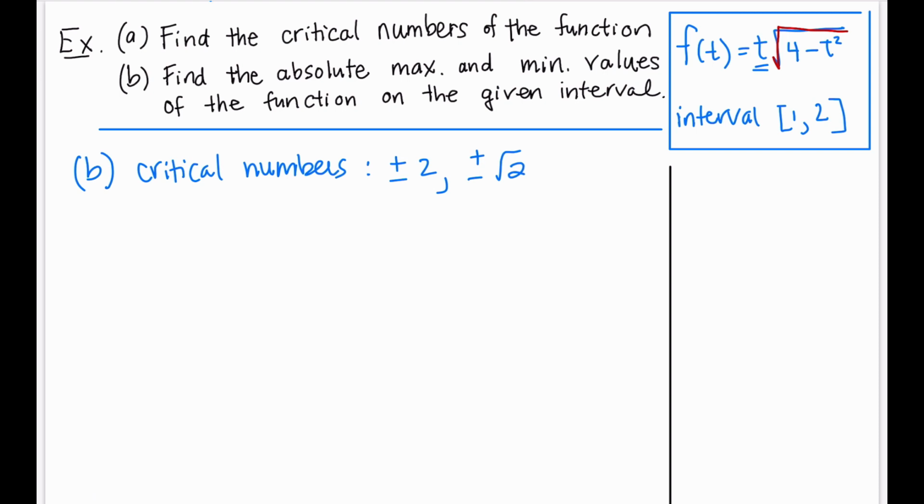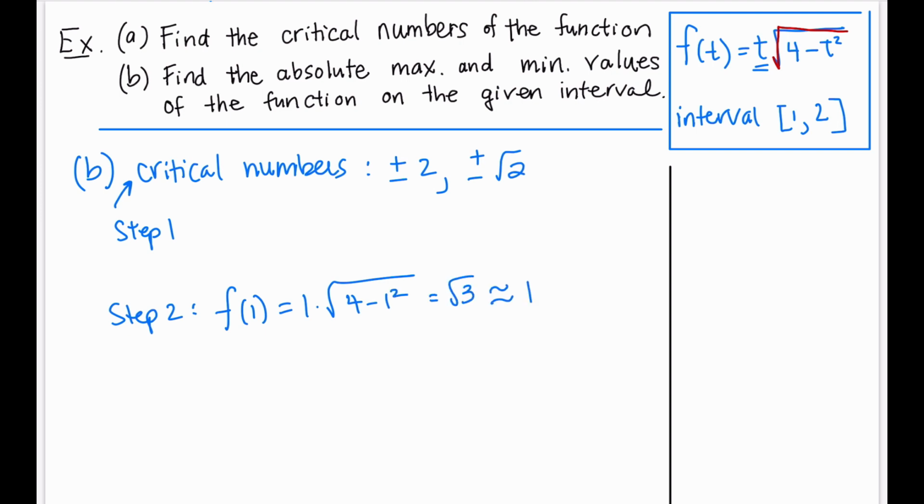So really this was our step 1 for the closed interval method. Step 2, we are going to evaluate the function, let's start with the endpoints. So f of 1 would be 1 times the square root of 4 minus 1 squared. That's root 3, about 1.7. Then the other endpoint, f of 2, which is also one of the critical numbers. I have 2 times the square root of 4 minus 2 squared. That's just 2 times 0, or 0.